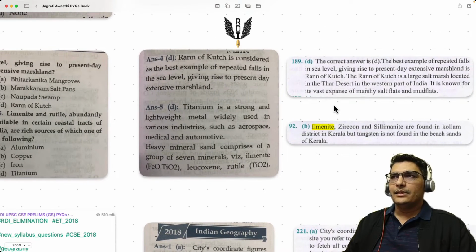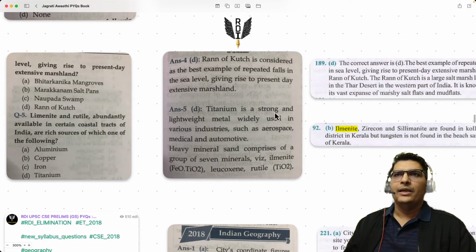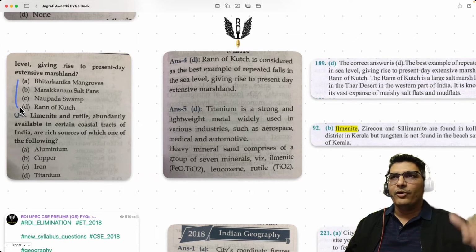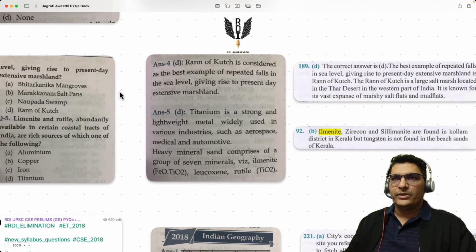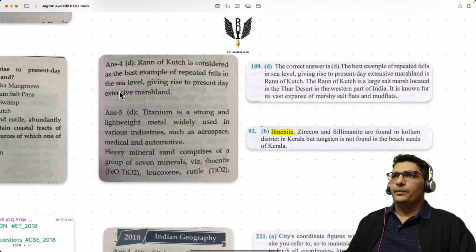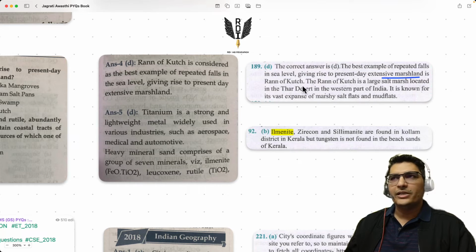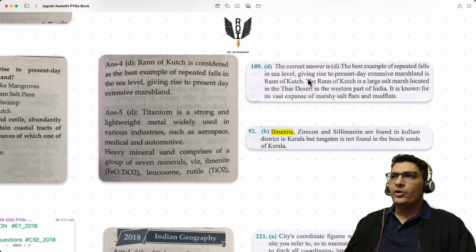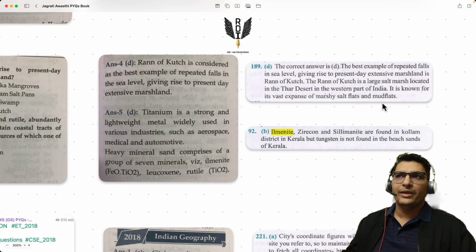Next, the Rann of Kutch question was there, right? It said, which of the following is the best example of continuous fall in sea level? I think that was the question, if I'm not wrong. The answer is Delta, Rann of Kutch. Okay, the best example of repeated falls in sea level, extensive marshland, that's okay. But the Rann of Kutch is a large salt marsh located in the Thar Desert, western part. Everybody knows this, right? What is the relevance? Why is this very generic information given in a paid product?